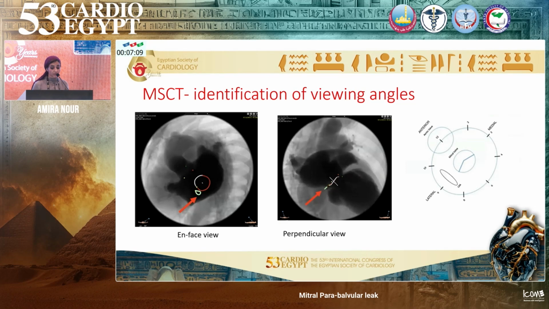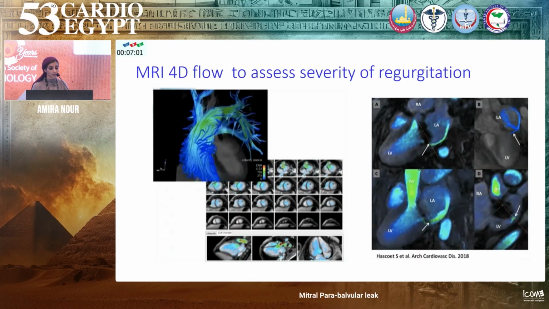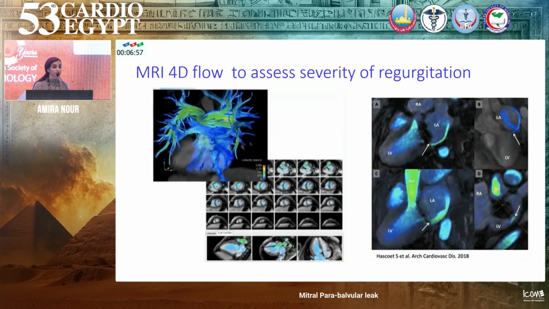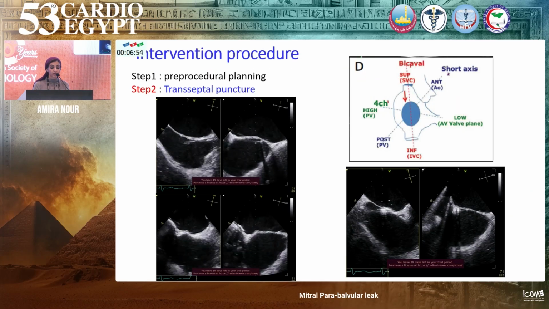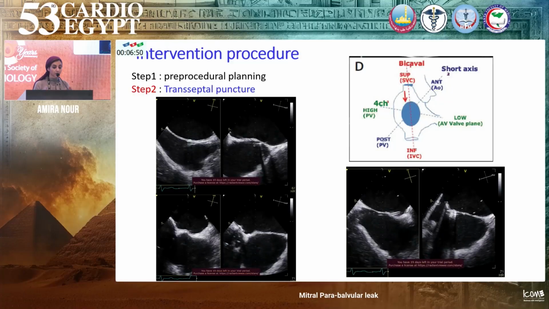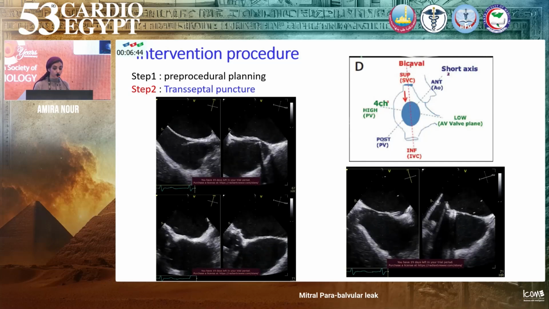And also you can plan your transseptal puncture, and it can help you whenever you are going to take the transapical approach. And recently, the MRI 4D flow can accurately assess and quantify the severity of the mitral paravalvular leak. Step one, as we said, the peri-procedural planning is of utmost importance, as you cannot proceed in your cath lab without knowing what you will do exactly.